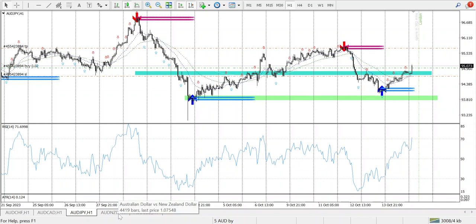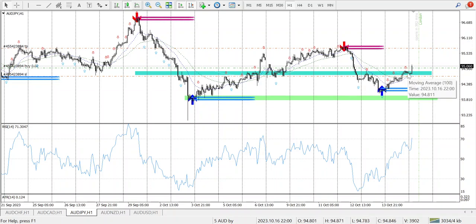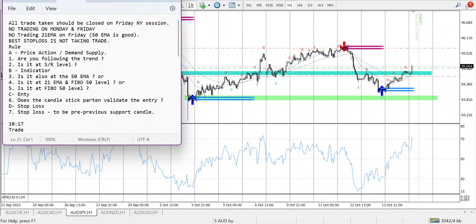This is not a Fibonacci. We can't see Fibonacci here. We can see the 50 EMA supporting. So what are my entries? Are we following the price trend? Yes. It is a support resistance level. Yes, it broke the resistance level. It is also at the 50 EMA, yes. These two are mandatory, and once we satisfy them.